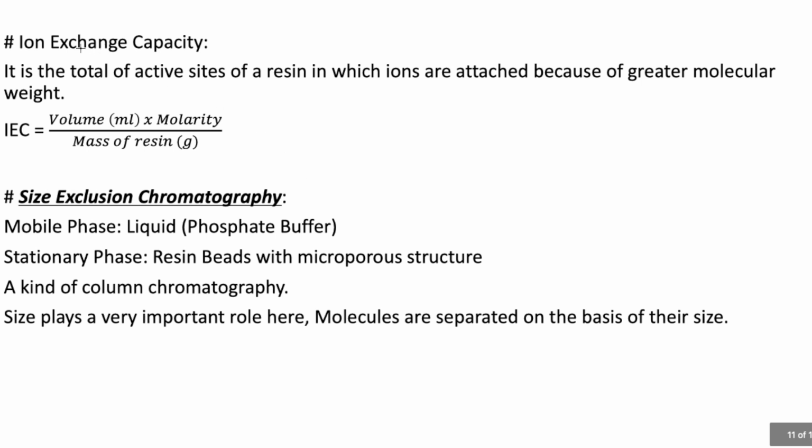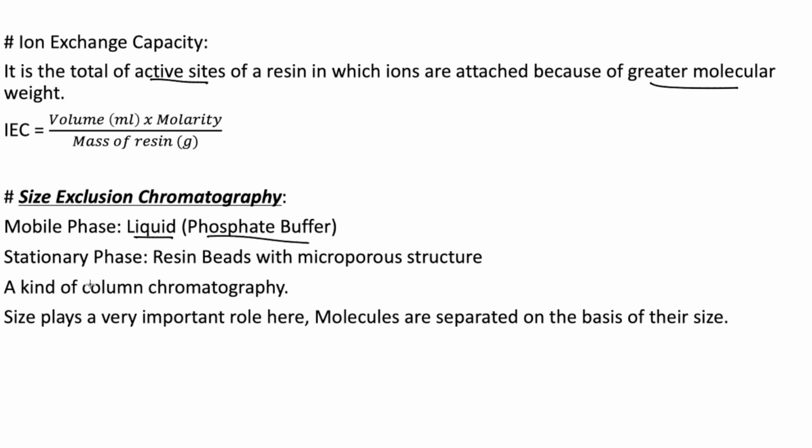In ion exchange chromatography, we calculate the ion exchange capacity. It's the total of active sites of the resin to which ions are attached. So IEC is equal to volume in ml, multiplied by the molarity, divided by the mass of resin in gram.